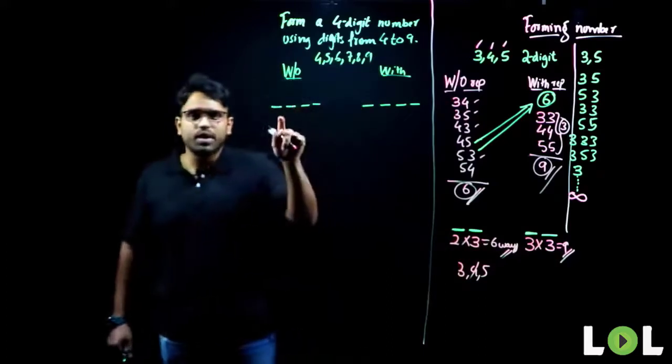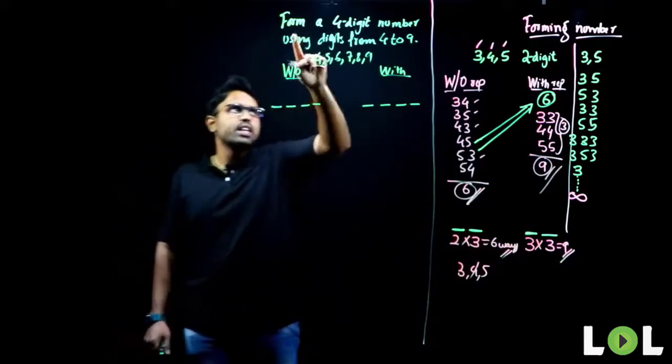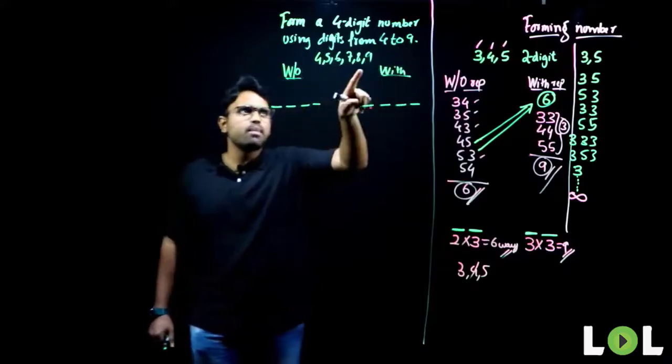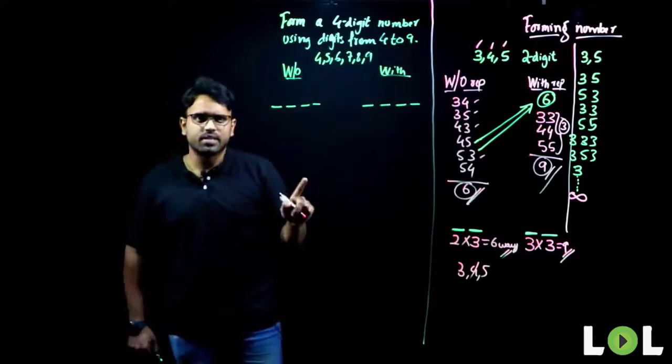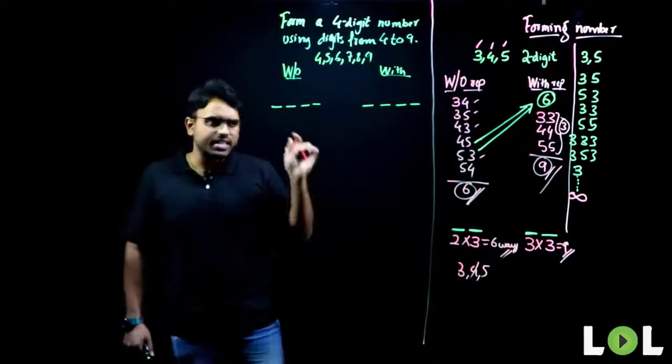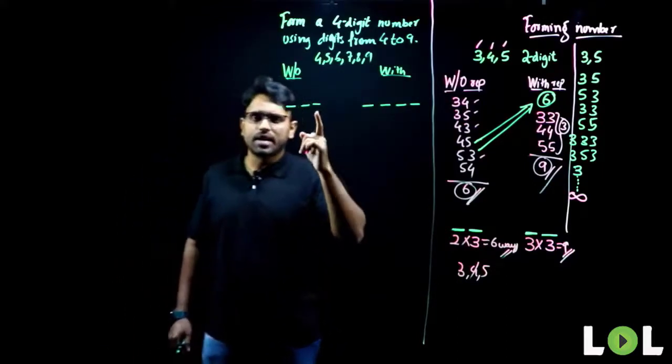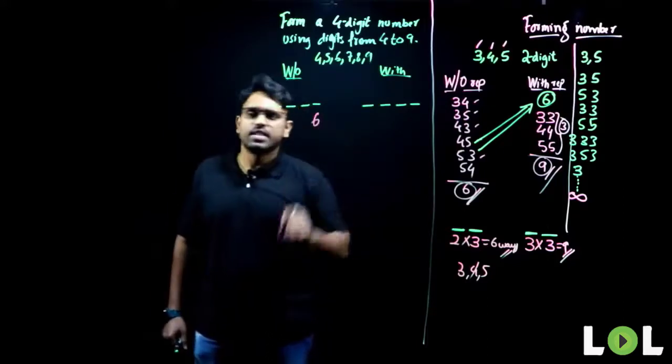Now you guys are going to help me solve this question here, which says: form a 4-digit number using digits from 4 to 9. From 4 to 9, how many numbers do I have? I have 6 numbers. Without repetition case, guys, in how many different ways can I fill the units place here? I can fill it in 6 different ways.